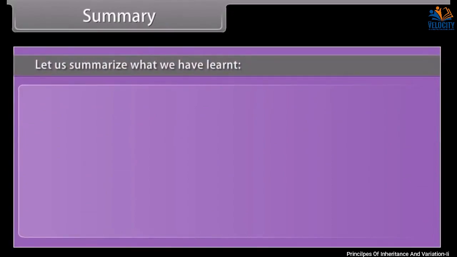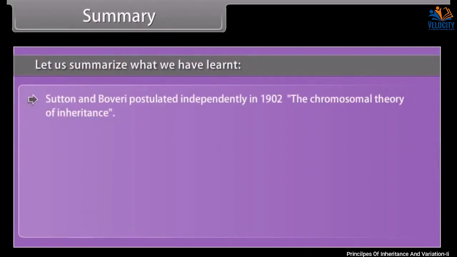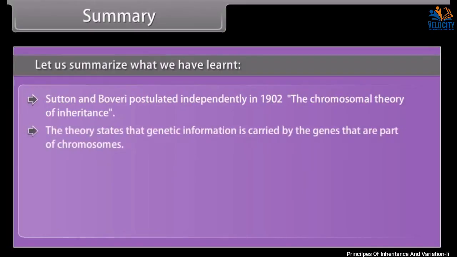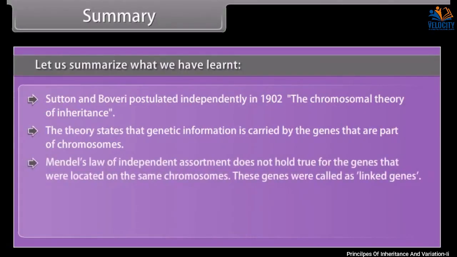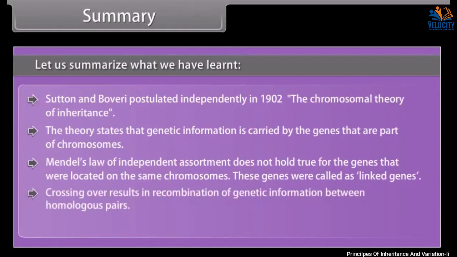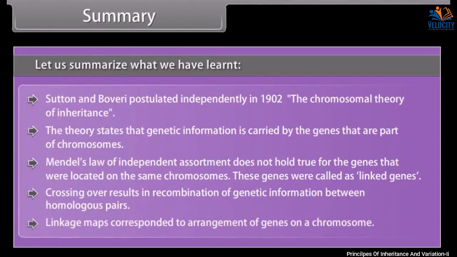Summary. Let us summarize what we have learned. Sutton and Boveri postulated independently in 1902 the chromosomal theory of inheritance. The theory states that genetic information is carried by the genes that are part of chromosomes. Mendel's law of independent assortment does not hold true for the genes that are located on the same chromosome. These genes are called linked genes. Crossing over results in recombination of genetic information between homologous pairs. Linkage maps correspond to the arrangement of genes on a chromosome.